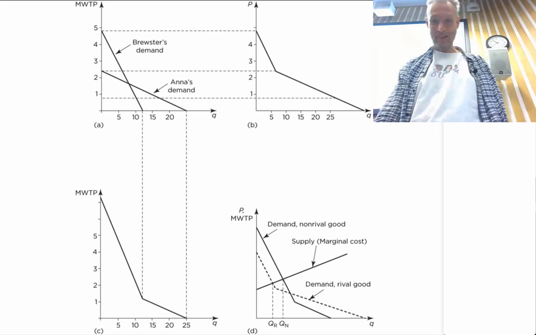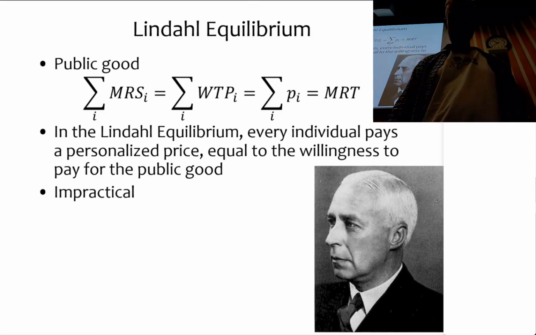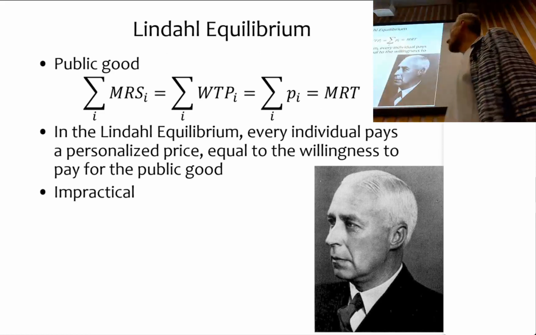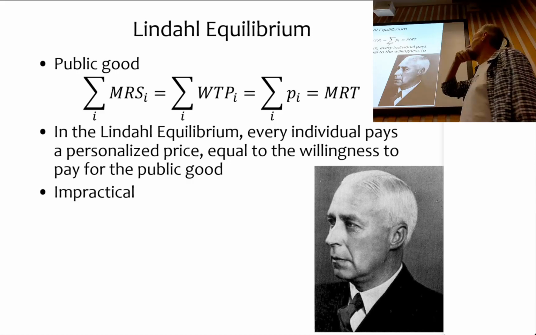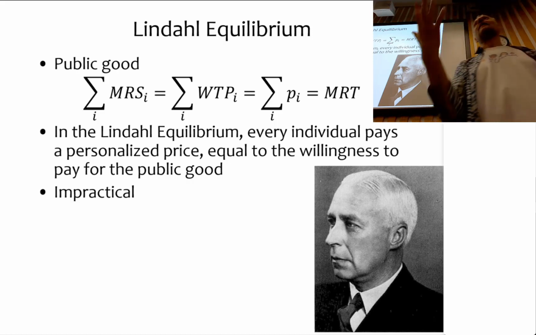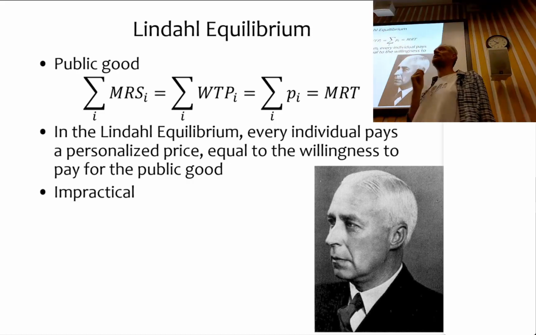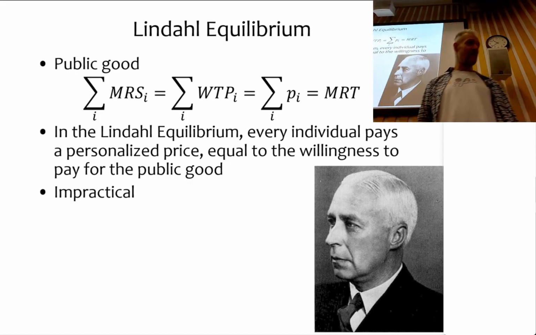Okay, now Lindahl has a follow-up on that. He says, well, for public goods, the optimum is where the sum of the marginal rates of substitution, which is the sum of the willingness to pay, or the sum of the prices that each of us are willing to pay for the public good, should equal the supply price. And in the Lindahl equilibrium, we all have our personal prices for the public good. We all have our personal contributions to the public good. And that should equal the marginal supply.